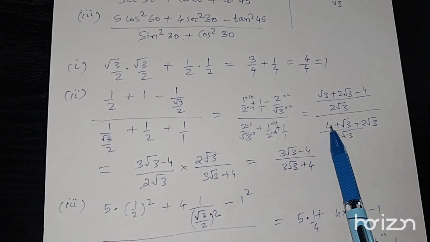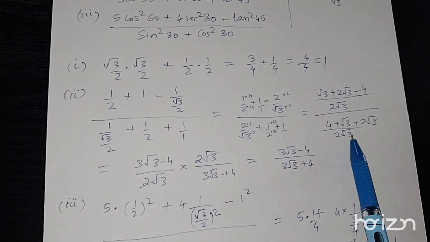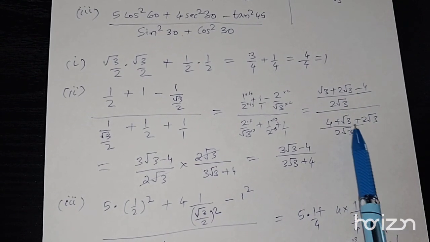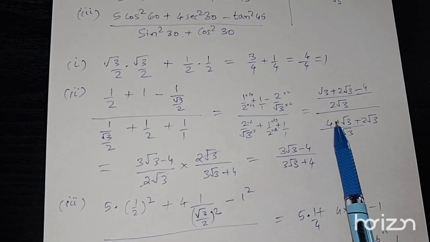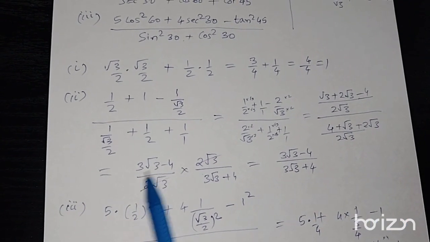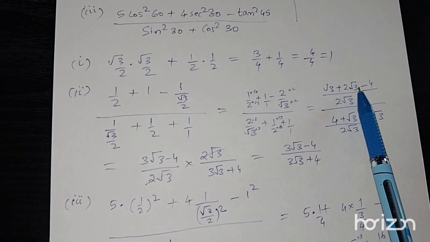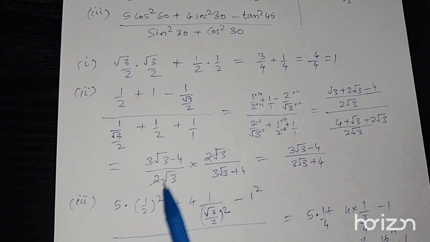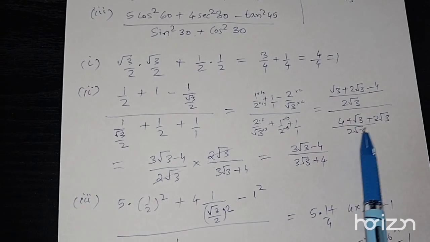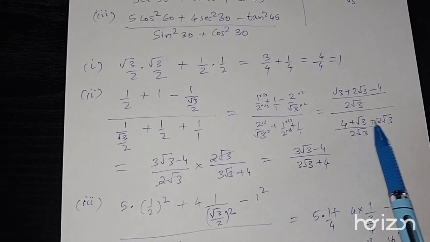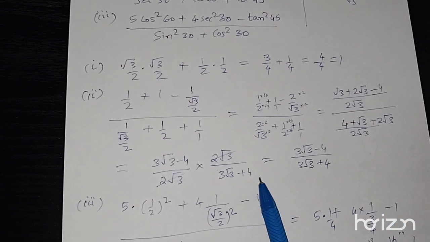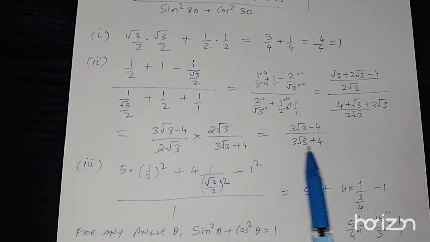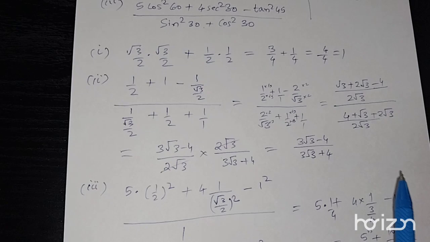So you have 4 plus root 3 plus 2 root 3, divided by this 2 root 3, which is the LCM. Because these both are fractions and this is a division, this 2 root 3 will go up and the rest of the terms will come down. Looking at the numerator, root 3 plus 2 root 3 is 3 root 3, so 3 root 3 minus 4 divided by 2 root 3. When you invert this, 2 root 3 will go up and you will get 3 root 3 plus 4 here. So 2 root 3 will cancel off, and 3 root 3 minus 4 divided by 3 root 3 plus 4 will remain. That is the answer.